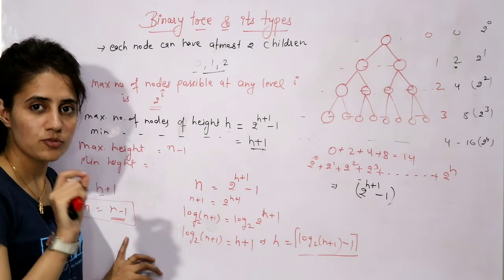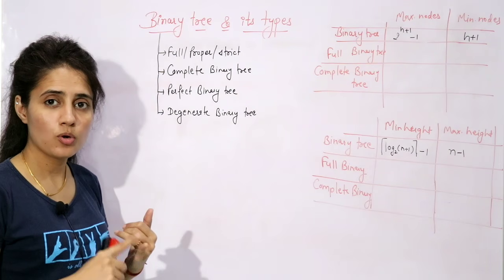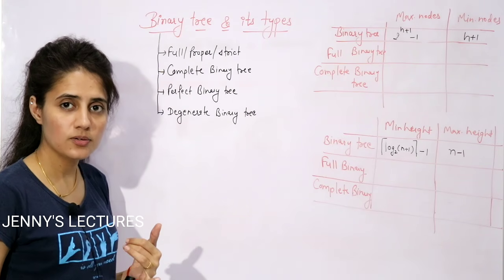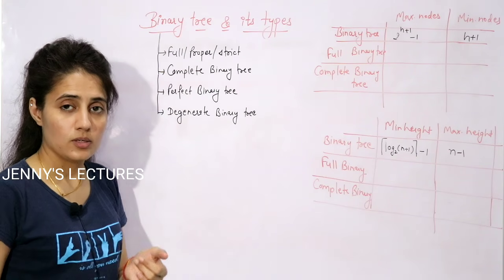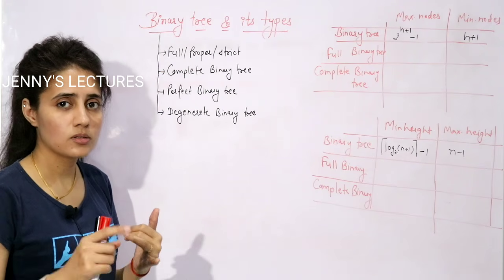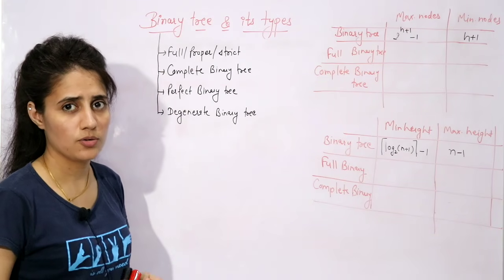Now we will see types of binary tree. So types are full binary tree, also known as proper or strict binary tree, complete binary tree, perfect binary tree, degenerate tree, and balanced tree also. But balanced tree we will discuss when we discuss AVL trees, right. That is basically known as balanced tree.